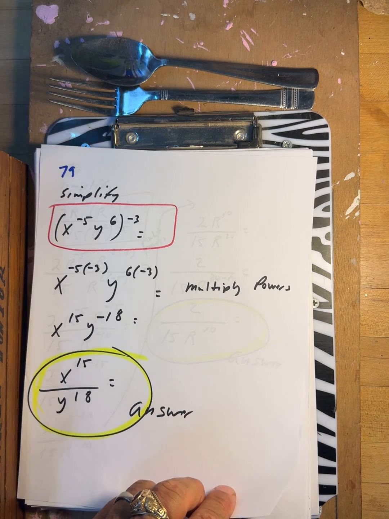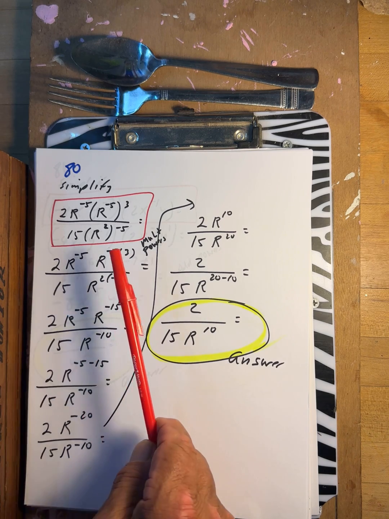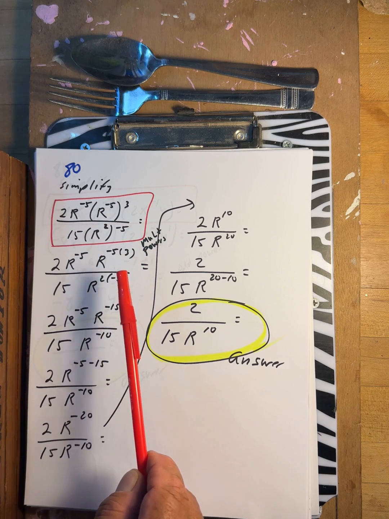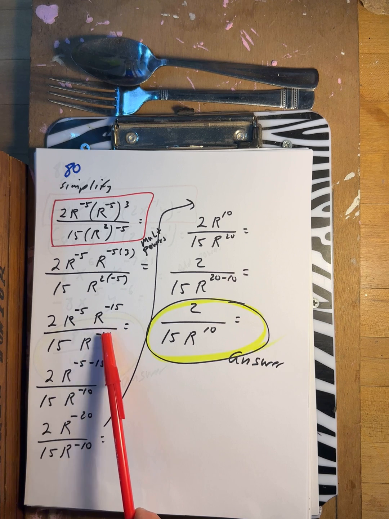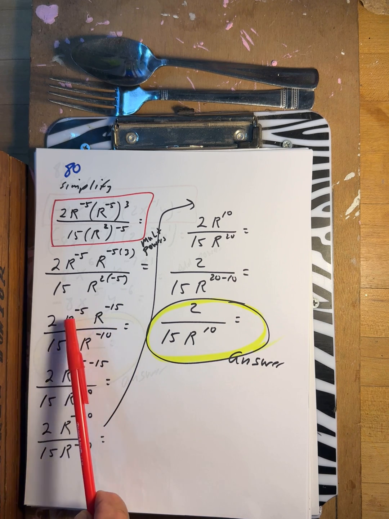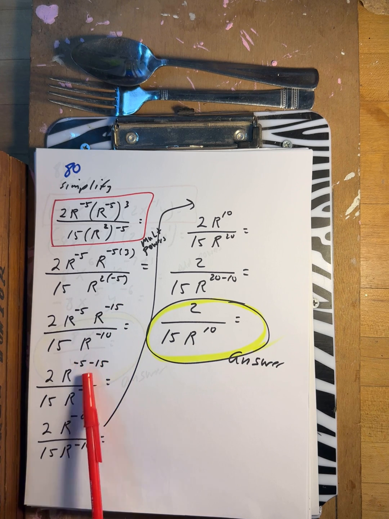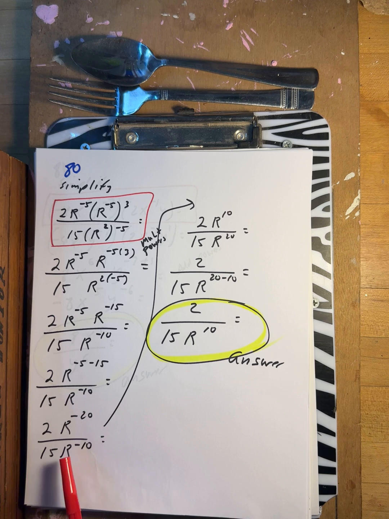Okay. Numerator, denominator. Oh, a little bit tougher. It's okay. We can do it. Copy this one down. Multiply the powers. This times this, and this times this. That times that is going to give you negative 15. This times this is going to give you negative 10. Now I'm going to put the r to the negative 5 and r to the negative 15 together right here. So negative 5 and negative 15 together is going to give you what? Negative 20. And the r to the negative 10, leave it alone. So now we have r to the negative 20, r to the negative 10, and 2 over 15.